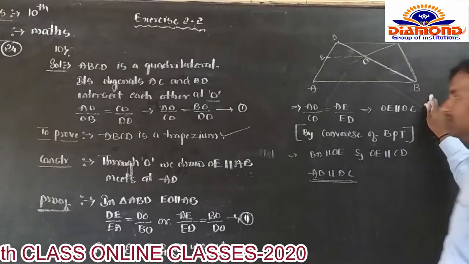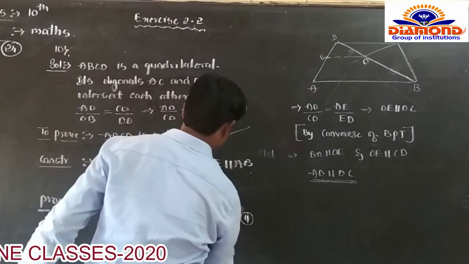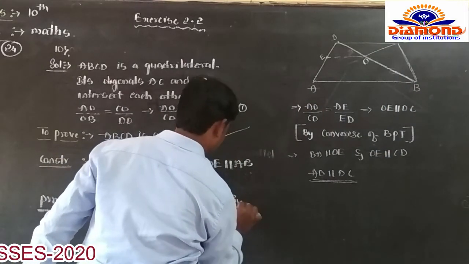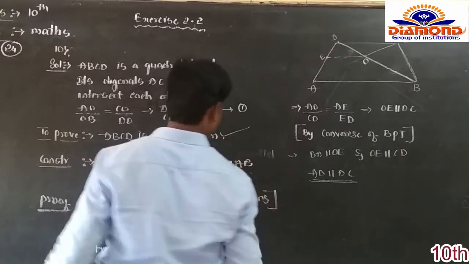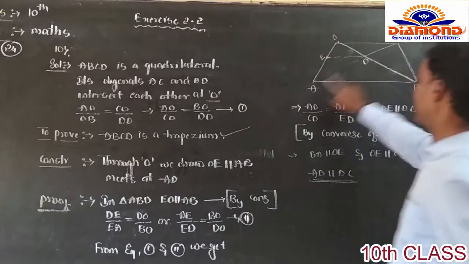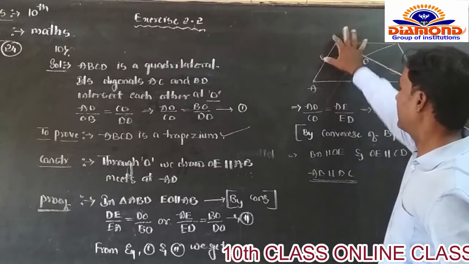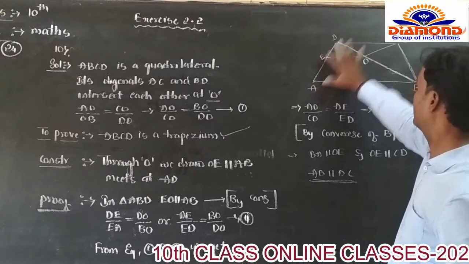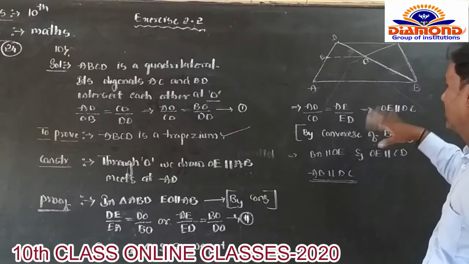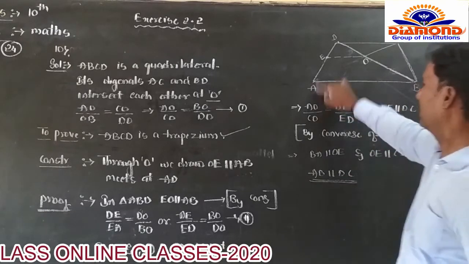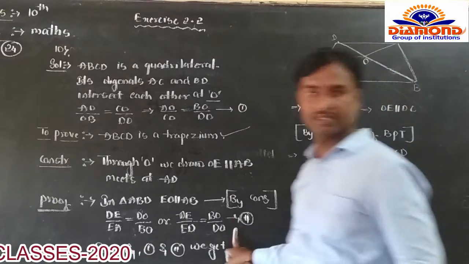What is the reason? That is by construction. We have done the construction, so by construction, EO is parallel to AB. Then we can write, ED by EA is equal to DO by OB. Or we can write the reciprocal, AE by ED or BO by OD. Write it like this as the second equation.